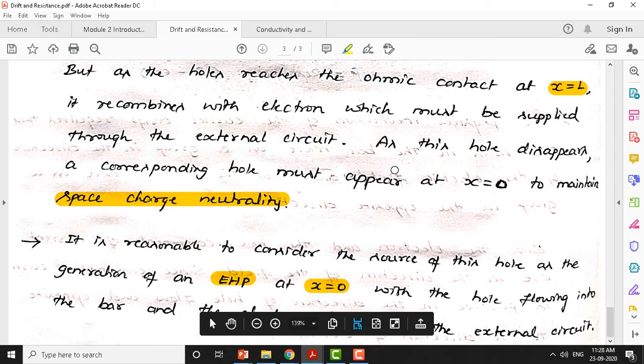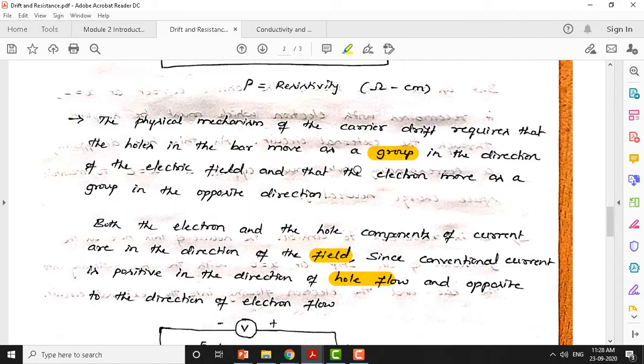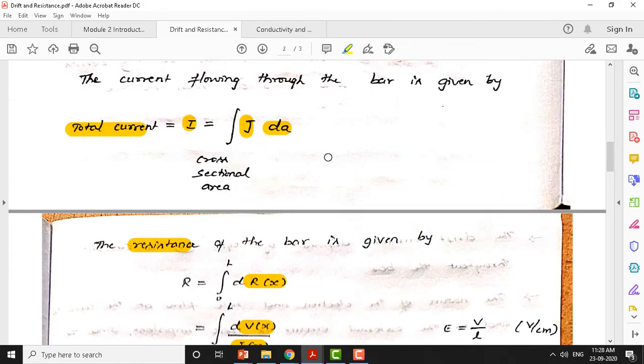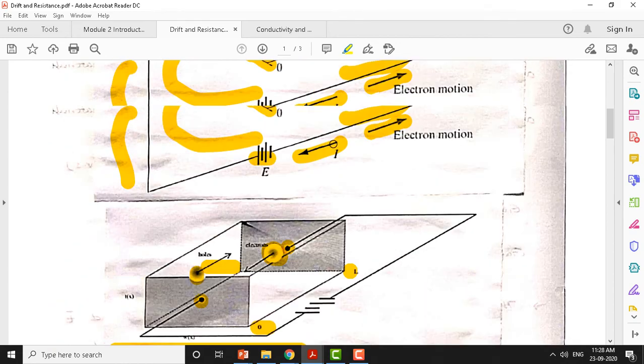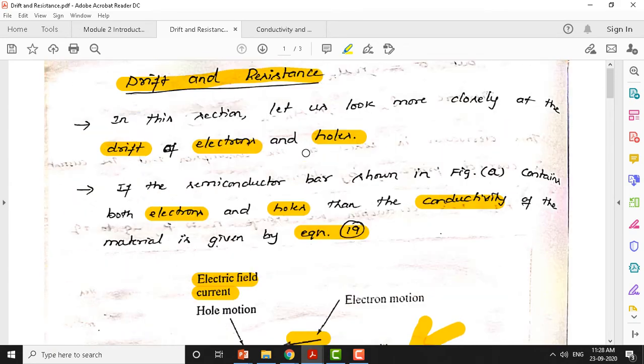So this is about electron drift and resistance. We obtained the equation for the resistance in terms of resistivity, and we also showed the drift of charge carriers because of the applied electric field, and that's about drift and resistance. If you have any questions related to drift and resistance, let's take them up, otherwise we move to the next topic. I hope you understand what we mean by drift current here.